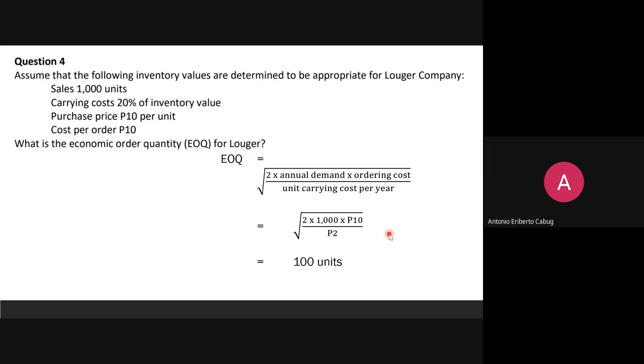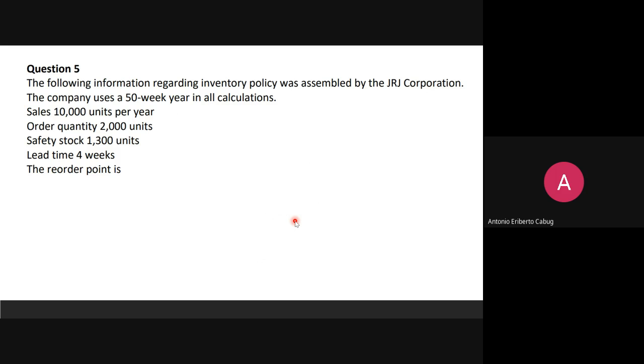Putting it in mathematical perspective, you just follow this formula. Okay? It tries to arrive at the number of units when you order, it's not too much that your carrying cost will go up. It's not too little that your ordering cost will go up. Sakto lang. No? Okay. Okay, what about this one?